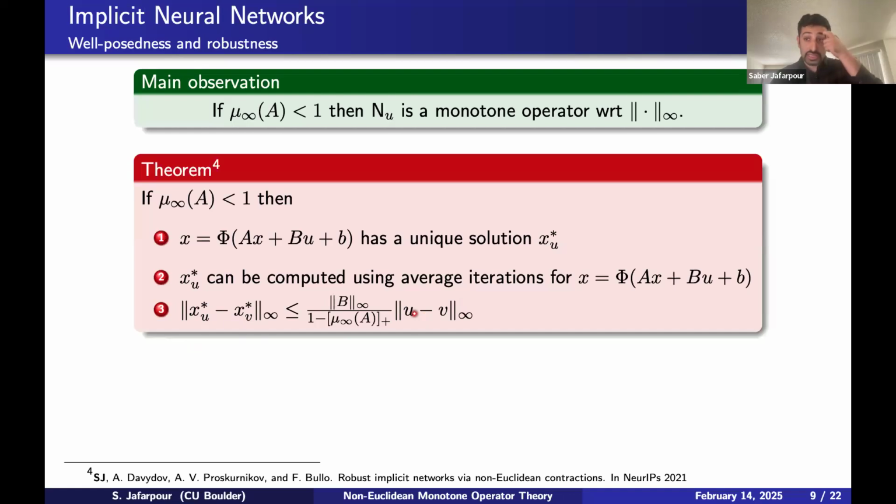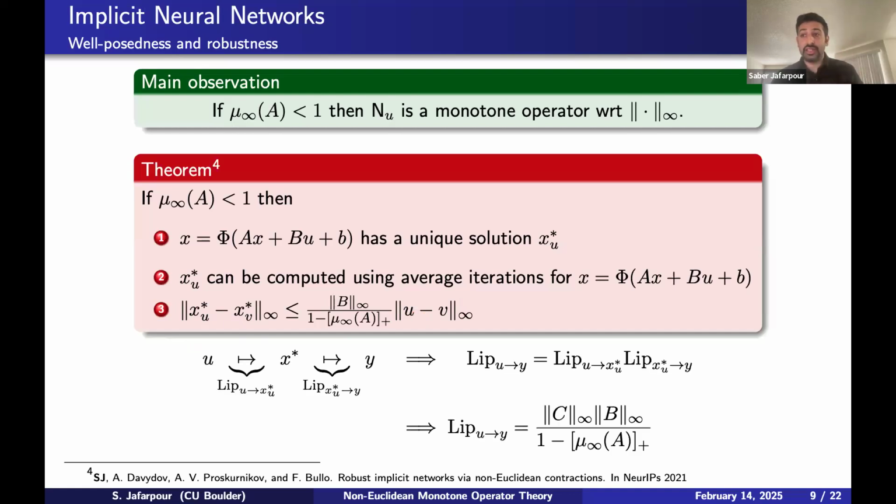And as a result, we can use this condition 3 to find a Lipschitz bound of this neural network as follows. We want to find a Lipschitz bound from u to y. It's equal to the Lipschitz bound from u to x star times the Lipschitz bound from x star to y. So u to x star, this is what we got here. And x star to y is exactly the norm of C. So essentially what we get is that the Lipschitz bound from u to y of our neural network is given by this expression, which is simple to compute, and we can compute it very easily, right?